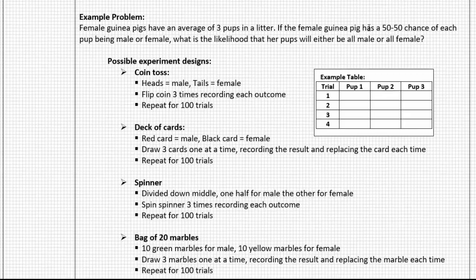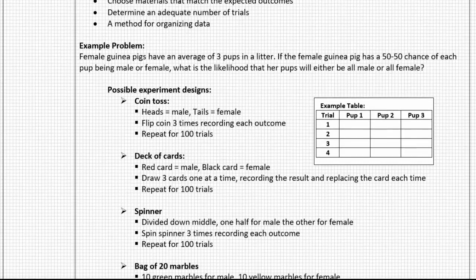So here are 4 different ways that we could simulate the probability question that we started with, that matches the expected outcomes of a guinea pig having a 50-50 chance of having a male pup or female pup. We determined an adequate number of trials each time, and we had an organized way of looking at and collecting our data.